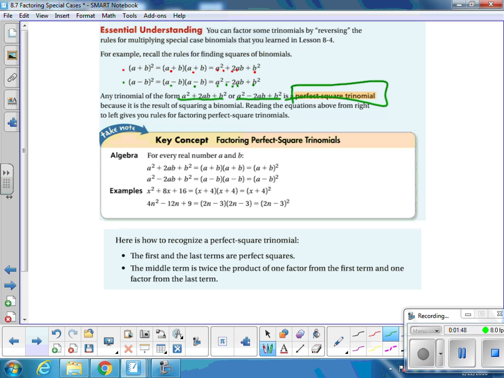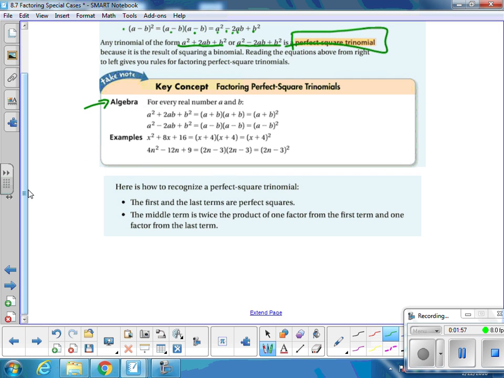So we're looking for shortcuts, and as you recognize patterns, you'll be able to see them. Key concepts, let's play this out a little bit. For every real number a and b, a squared plus double the product of a and b plus b squared, and we've seen this before, gets us to a plus b squared. So if we have this, we can get all the way to this. And the same for a squared minus 2ab plus b squared, we can go right to a minus b squared. It's like squaring the difference.